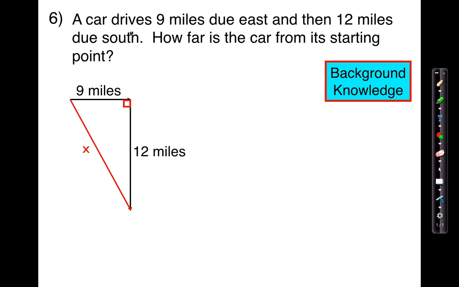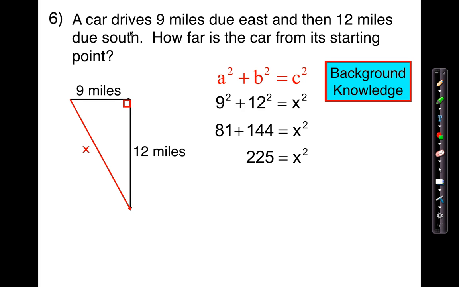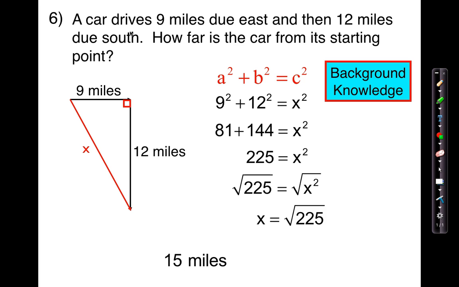And since it is a right triangle, I am able to use the Pythagorean theorem. Since x is the hypotenuse, 9 and 12 are the legs, so I'm going to plug it into my formula, solve, and find that the missing distance is 15. So to answer the question, how far is the car from its starting point? I would say the car is 15 miles from the starting point.